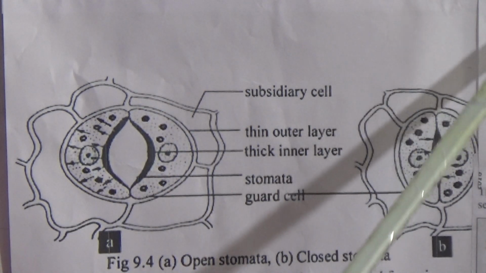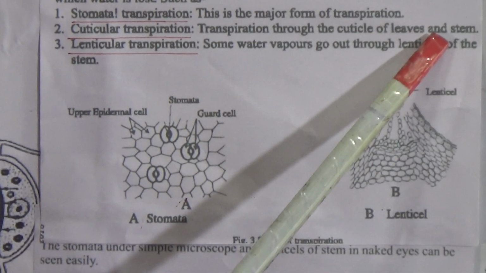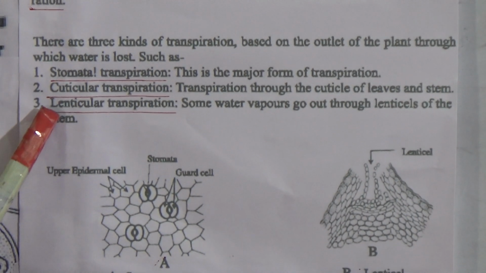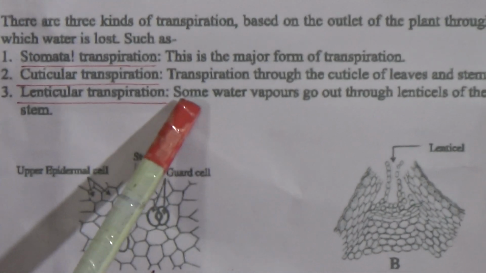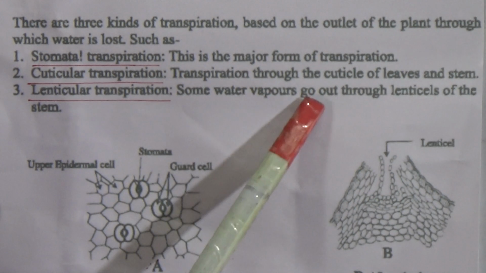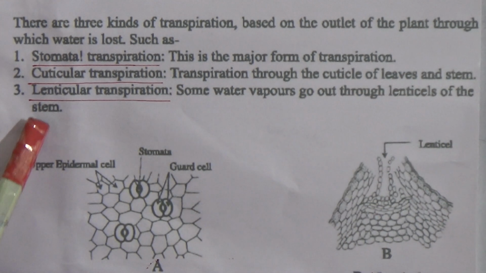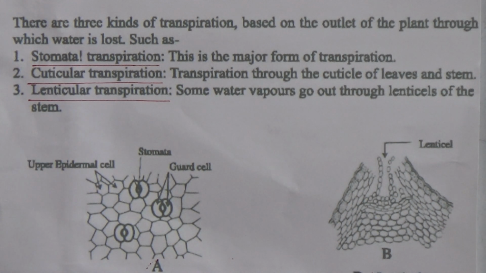Now come to cuticular transpiration. Transpiration through the cuticle of the leaves, the upper part of the leaves and the stem, is known as cuticular transpiration. And come to lenticular transpiration. Some water vapor goes out through the lenticels of the stem. Lenticels exist in the bark of the tree.